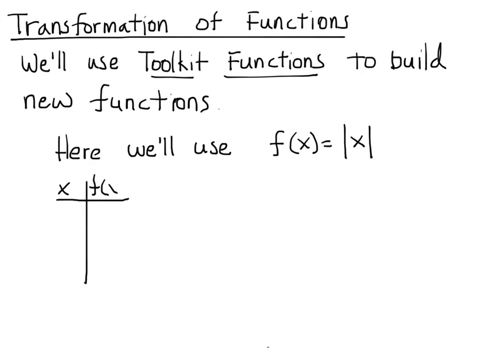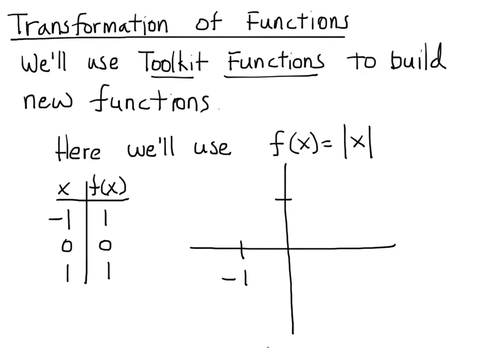Okay, so the toolkit function that I'm going to be using most in this discussion is the absolute value of x. And the nice part about this function is that it has a nice sharp point at 0, 0. And we can see what happens when we move this graph around by where that little vertex goes. So we don't have to calculate very many values to see what happens when we start changing around the absolute value of x. But for now, this is the basic function I'm going to be using.